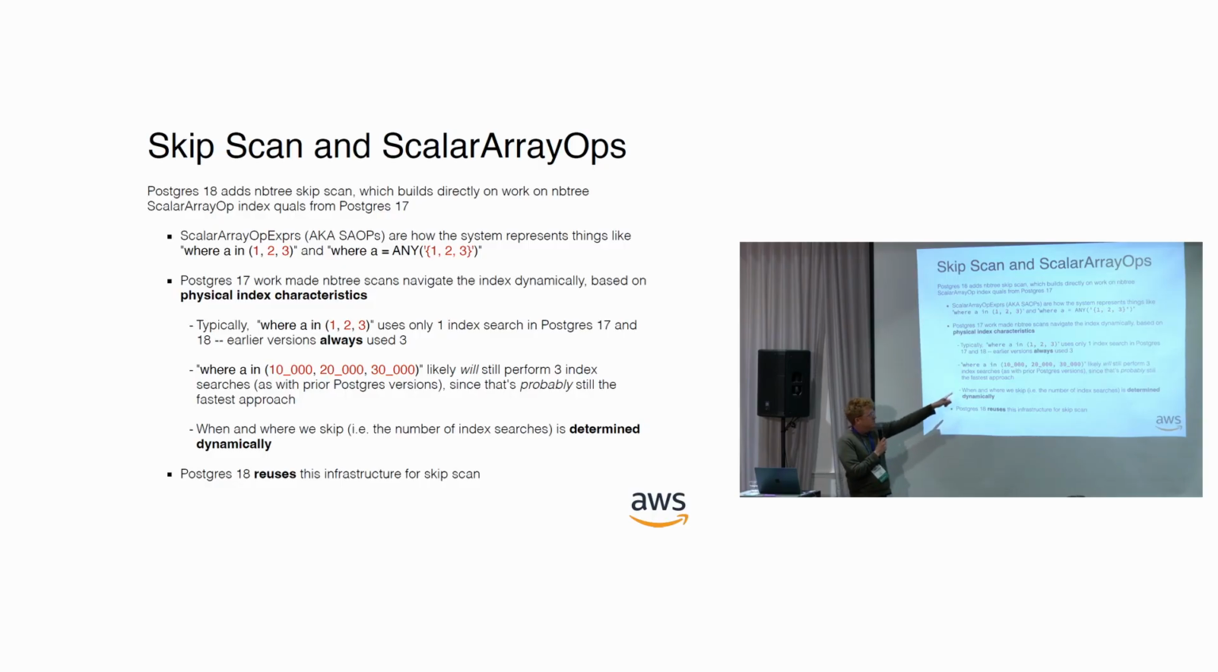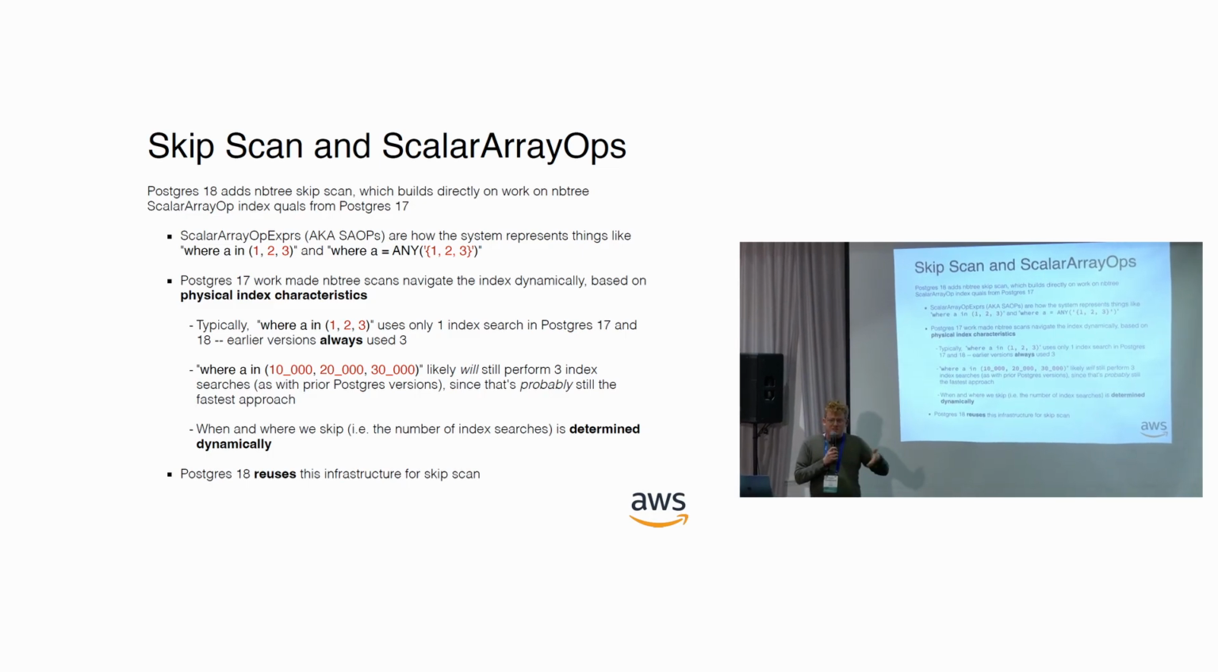However, this somewhat similar where A equals 10,000, 20,000, 30,000 would be much more likely to be physically spread apart. So naturally, we would have to do it the same way as we would in Postgres 16. We'd have to do one index search per distinct value there. It all depends on the physical index characteristics. We're determining on the fly how we want to do this, finding the most efficient way at runtime. It's adaptive in that sense.